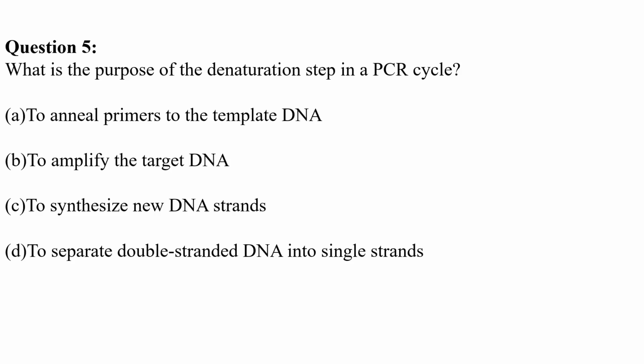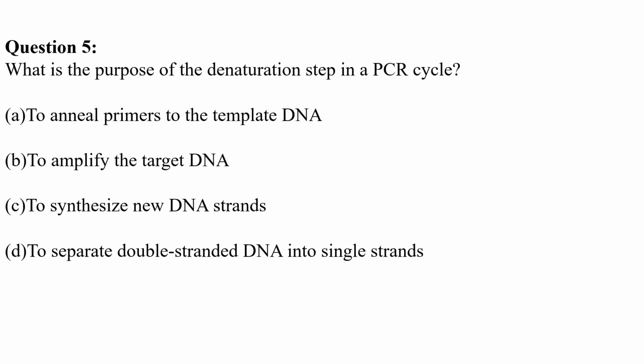Moving on to the next question, question number 5. What is the purpose of the denaturation step in a PCR cycle? Option A, to anneal primers to the template DNA. Option B, to amplify the target DNA. Option C, to synthesize new DNA strands. And option D, to separate double-stranded DNA into single strands.